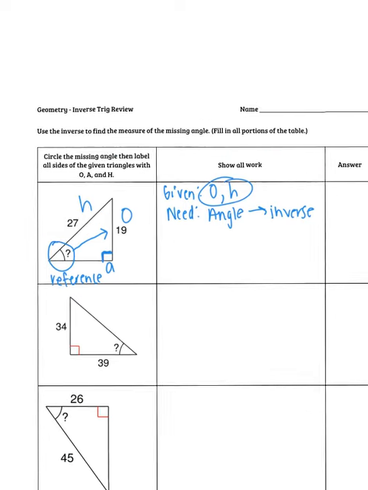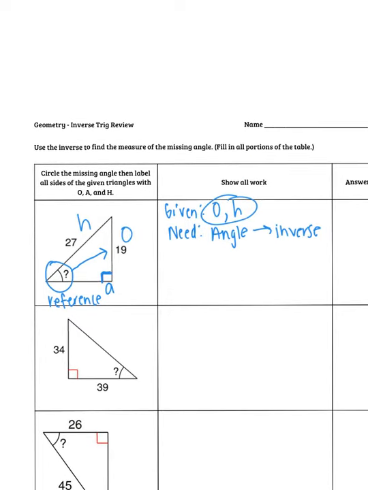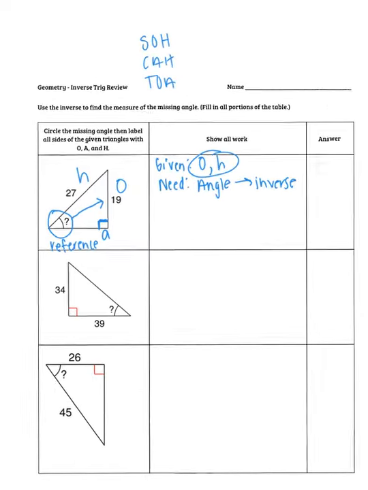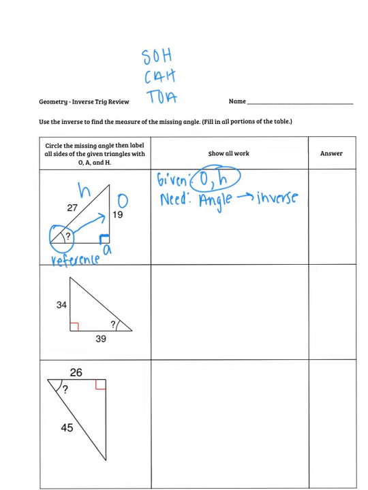Just to give yourself a reference if you don't have it memorized, write SOH CAH TOA somewhere on your paper, so you can reference it throughout the homework. We want to relate the 2 things that we're given. How do we relate O and H? What is the ratio? Well, the only one that has an O and an H is SOH, which is sine. So now I know that I have to use sine.